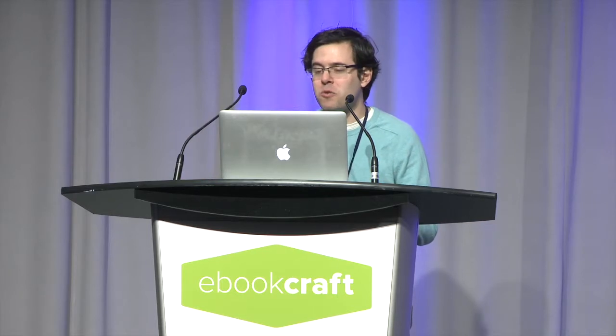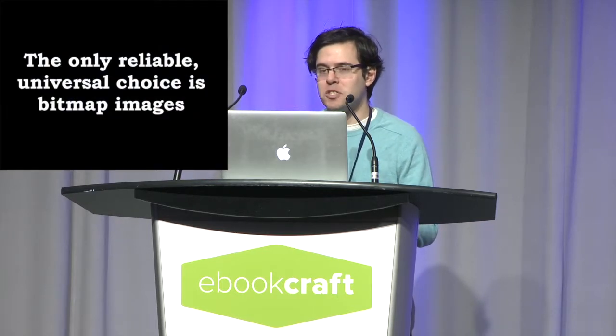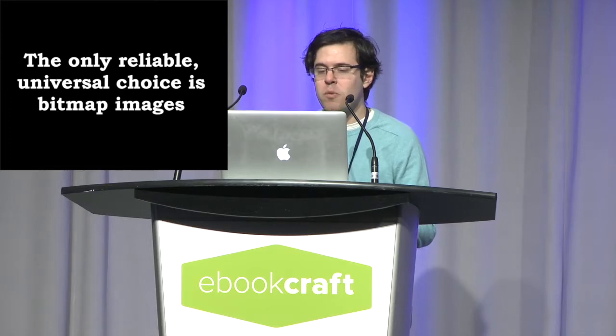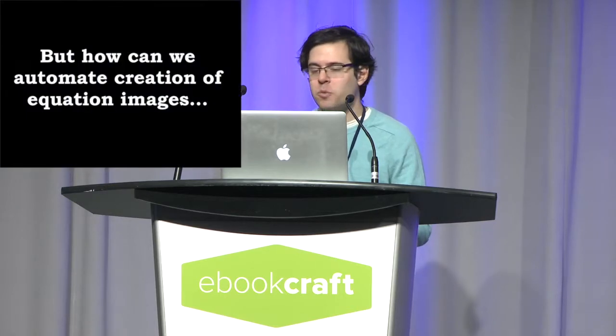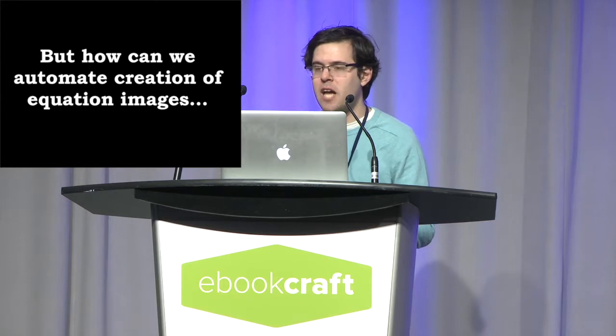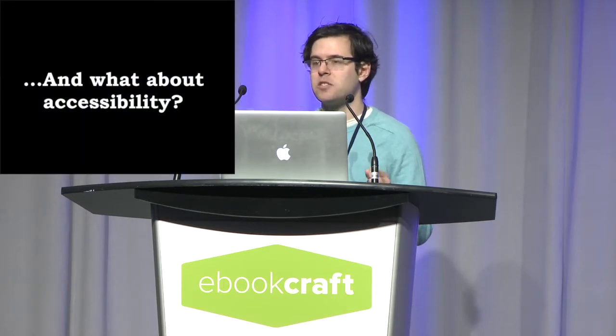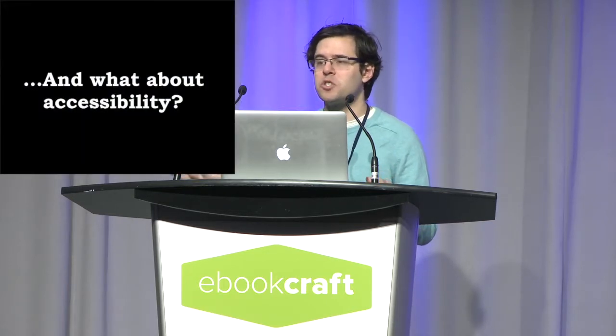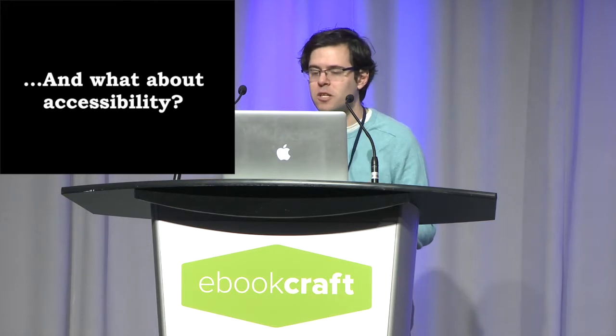So we realized that all we could really do right now in the ecosystem is use bitmap images. So PNG, JPEG, that sort of thing. But we had 2 problems with that. How do we automate their creation, and how do we make them accessible? Because somebody who uses screen reader technology or has low vision will have trouble reading them.